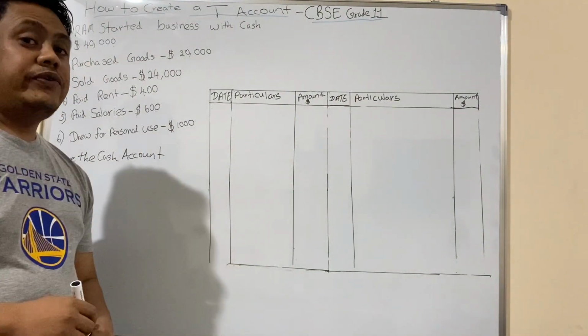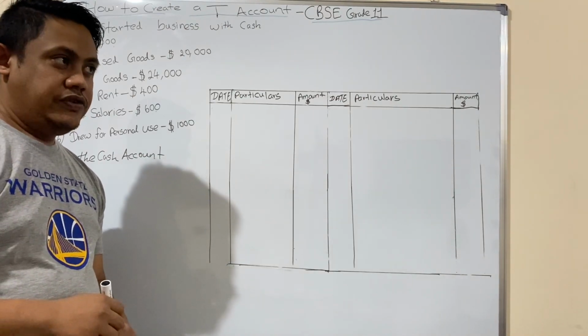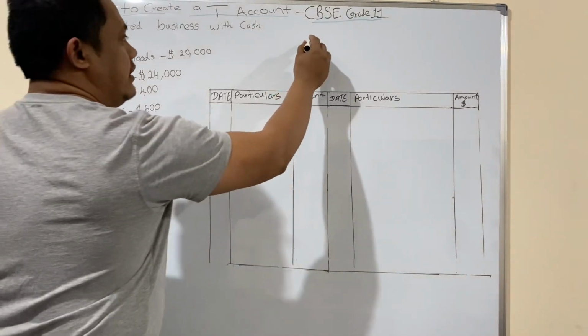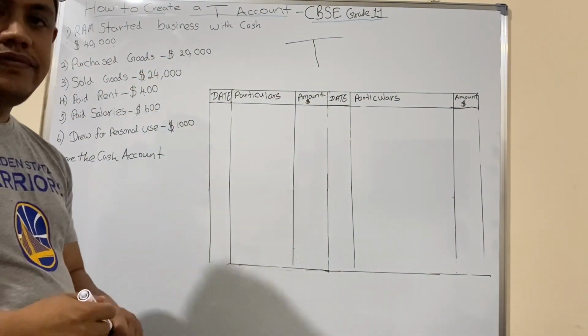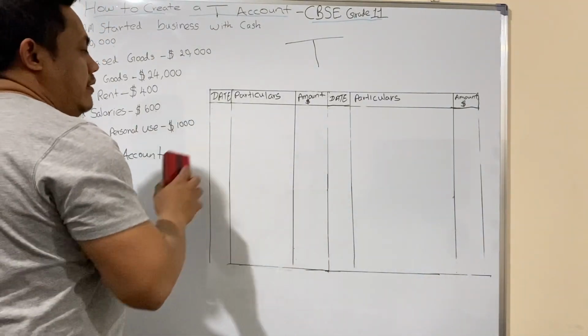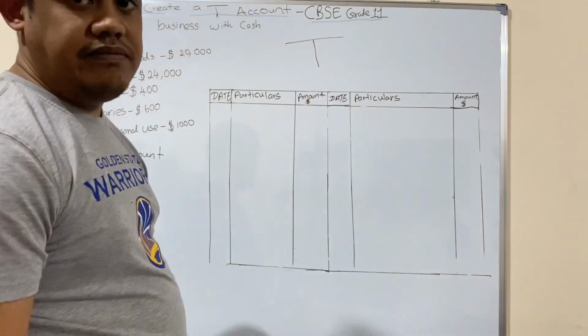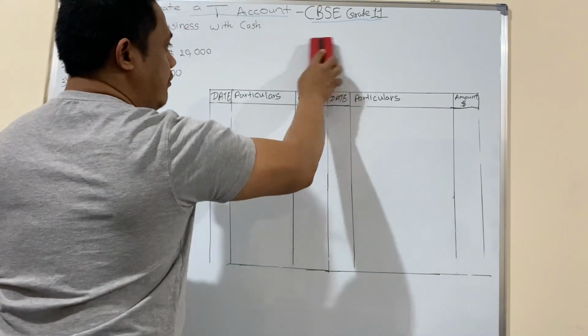So today we are going to learn about how to create a T account. The T account format is called that because it looks like the letter T. One side will be the debit side and the other side will be the credit side. So the complete format will be like this.